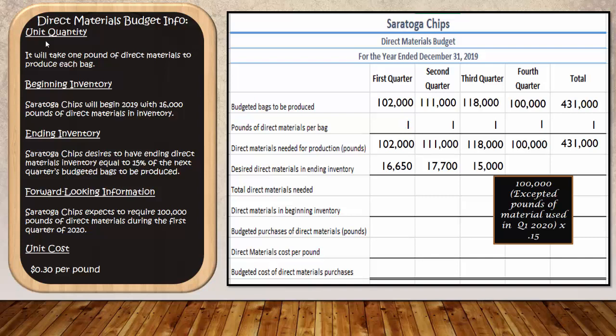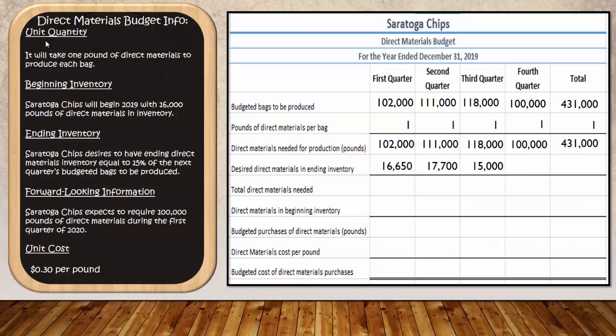Since the quarter after the fourth quarter of 2019 is the first quarter of 2020, we need to figure out how many pounds of direct materials we expect to use during the first quarter of that period, which given in our forward-looking information was 100,000 pounds. So we take our 100,000 pounds of potatoes expected to be required, and we multiply that by that 15%, and we realize at the end of the fourth quarter, Saratoga Chips is going to need 15,000 pounds of direct materials.